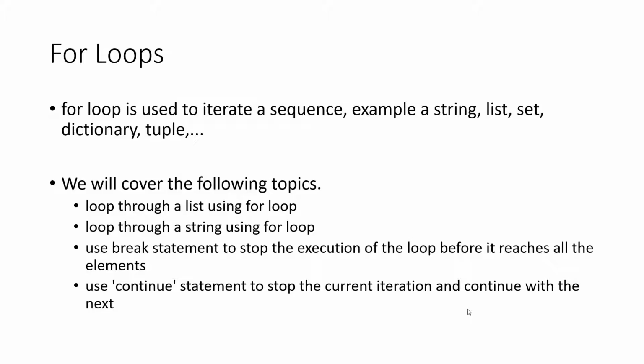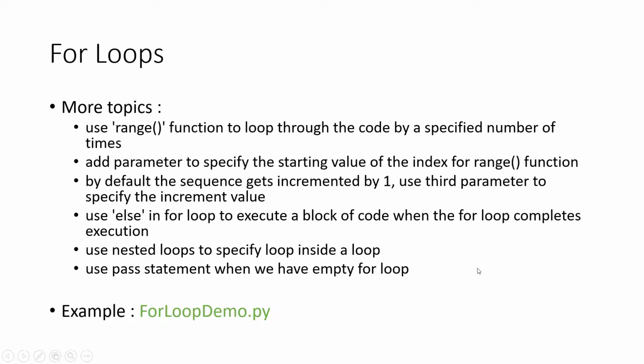Welcome back. In this lecture, we'll learn for loops. A for loop is used to iterate a sequence, for example a string, list, set, dictionary, or tuple, and we'll cover the following topics. How to loop through a list using a for loop, loop through a string using a for loop, use the break statement to stop the execution of the loop before it reaches all the elements, use the continue statement to stop the current iteration and continue with the next, and use the range function to loop through the code a specified number of times.